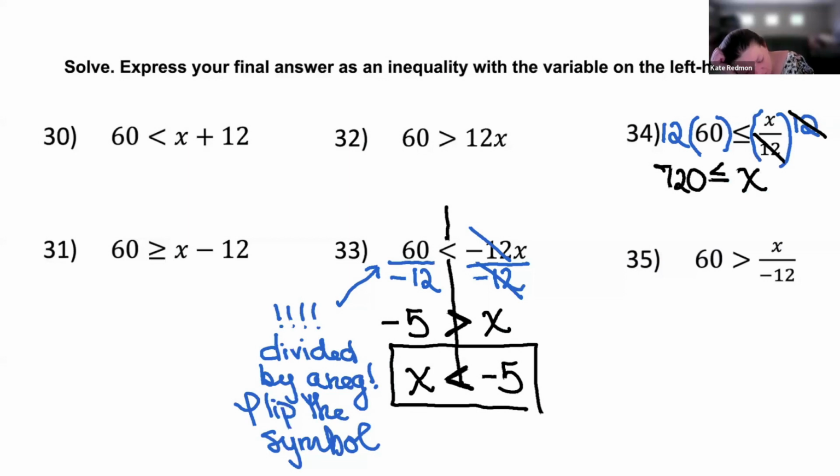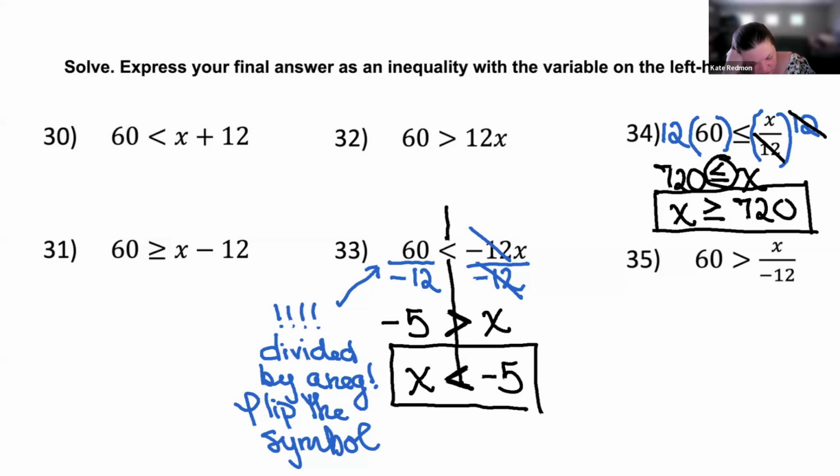But this is a little weird. It's written in the opposite order I usually write it in. So I'll flip the left and the right-hand side. And of course, if I flip the left and the right-hand side, I must flip the inequality symbol. If 720 was the smaller number, X is the larger. So what would X have to be in order to make the original inequality true? X would have to be anything larger than or equal to 720.